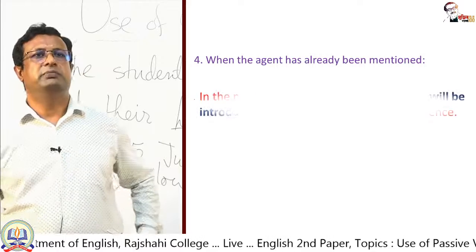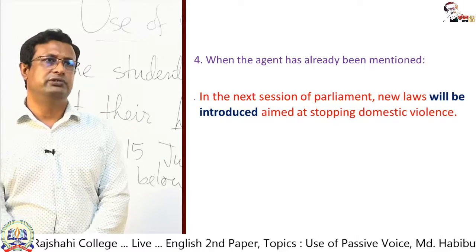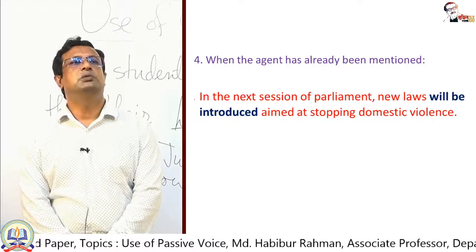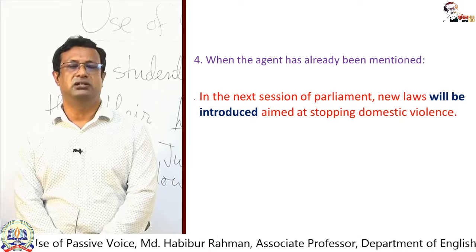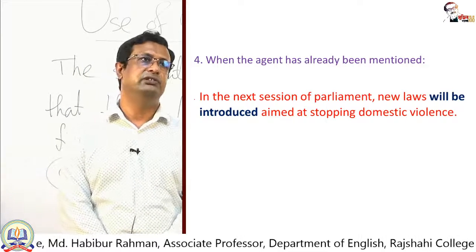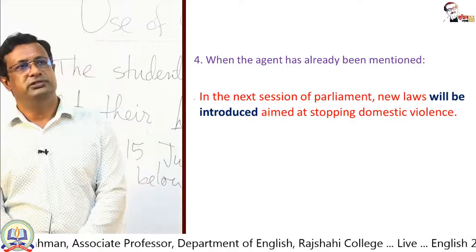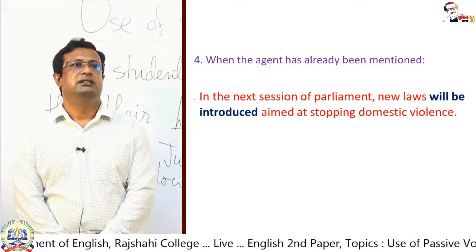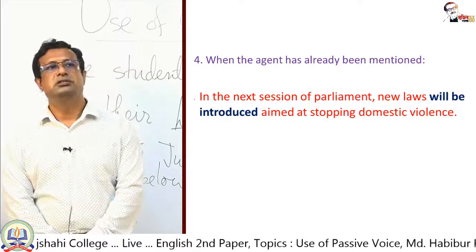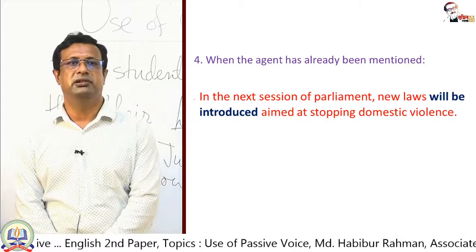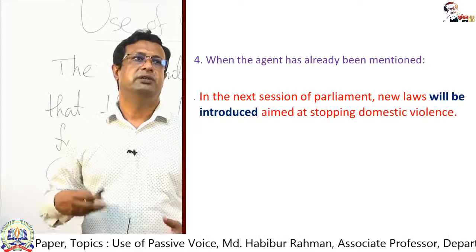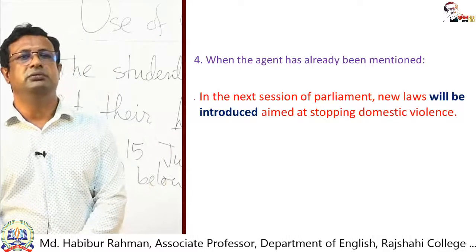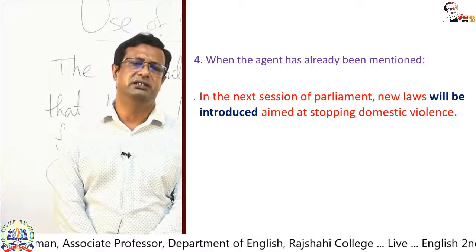In the next session of Parliament, new laws will be introduced aimed at stopping domestic violence. This is a sentence, you see. Who makes the law or who introduces the law? Actually, the government in every country introduces new laws. So, everybody knows this. In the sentence, we see new laws as subject. So, we don't get by whom the law will be introduced. By the government, the new law will be introduced, and it is known to everyone.